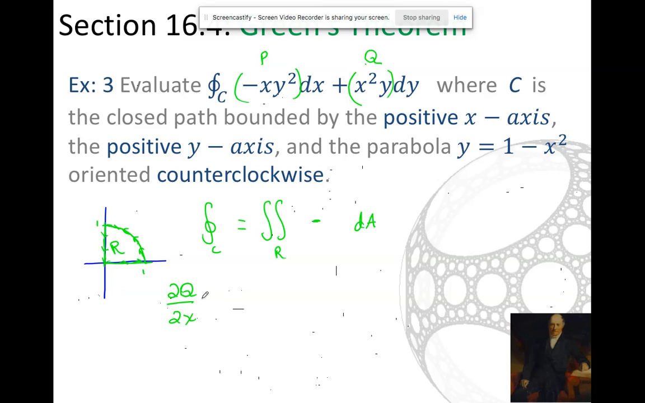Partial Q, partial X is what? 2XY, is that what you get, right? Partial Q, partial X, you gotta take the derivative, right? How about partial P, partial Y? What is that? Negative, right?